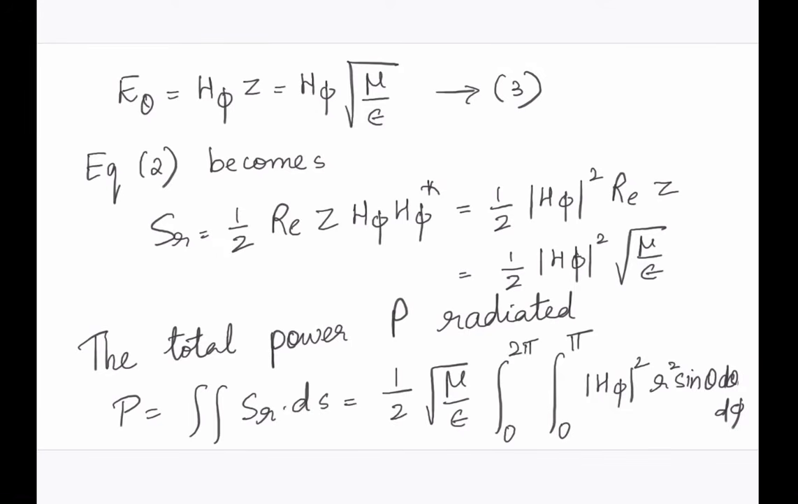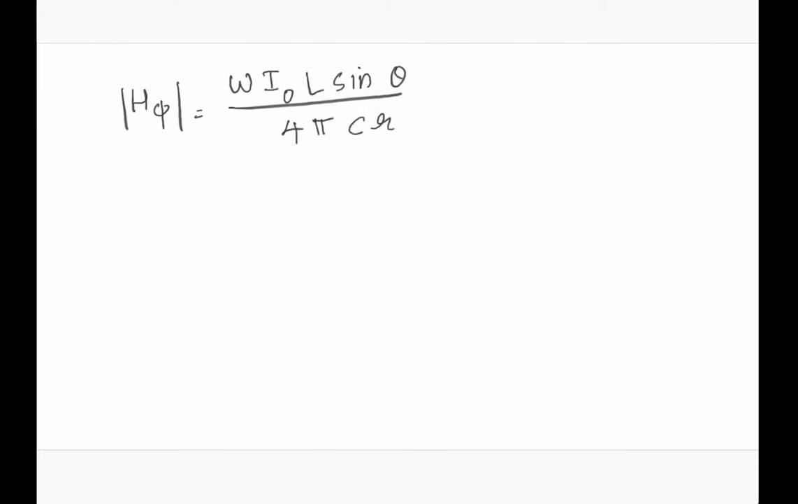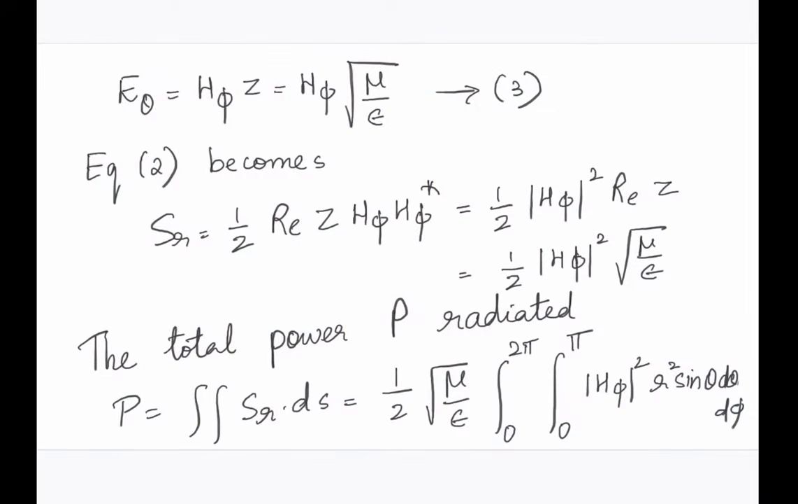Now here the absolute value of H phi is the magnitude of the magnetic field. From the magnetic field equation, considering only the magnitude, that will be equal to omega I naught L sine theta by 4 pi C R. Substitute this absolute value of H phi into the previous equation, that is, substituting it into equation 5.